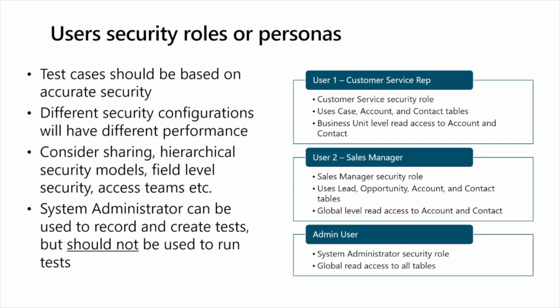Another area that might sometimes be an afterthought is the impact that role-based security has on performance. Your testing should be accurately based on your security model. It is possible that different security configurations will have different performance based on the amount of data that a user has access to. For example, in this scenario, user 1 might not have as good of performance on the account and contact tables as user 2. This is because user 2 needs no filtering on the account and contact tables, and user 1 does.